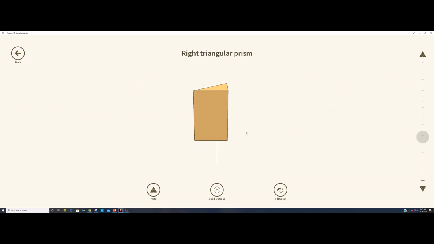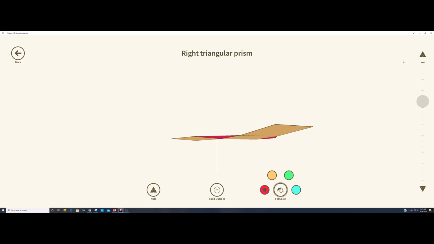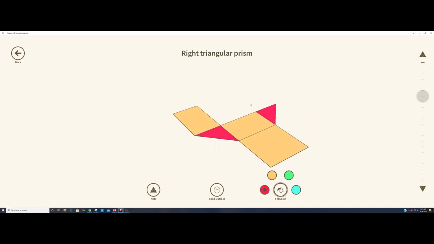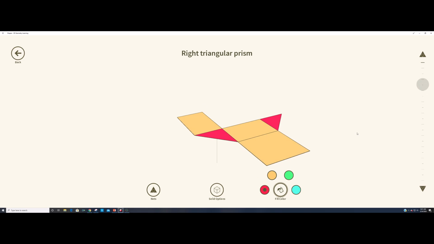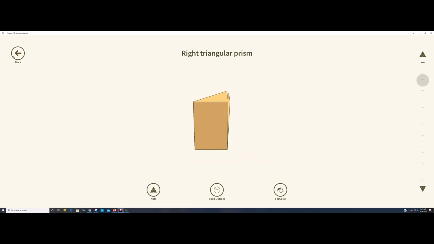Here's another triangular prism. Notice this is a right triangular prism because the top base is a right triangle and the bottom is the same. Again, all the other sides are rectangles. And I can unfold this so you can see it. Pretty cool, right? Now, I'm going to go back out of here.